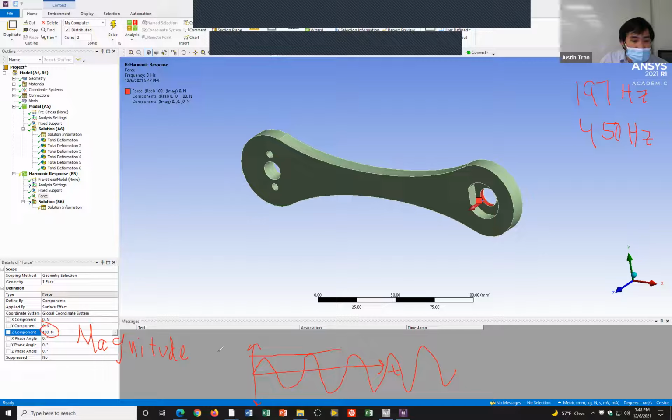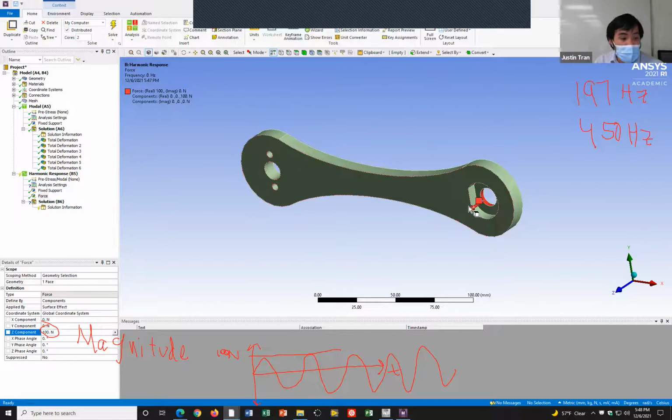but the magnitude of this is going to be 100 newtons. Okay. And so basically what you're specifying here is the maximum amplitude of the vibration. Okay. And we're starting in the z direction because that's the direction where our first modal shape was occurring. Okay. And so we applied the boundary conditions here.